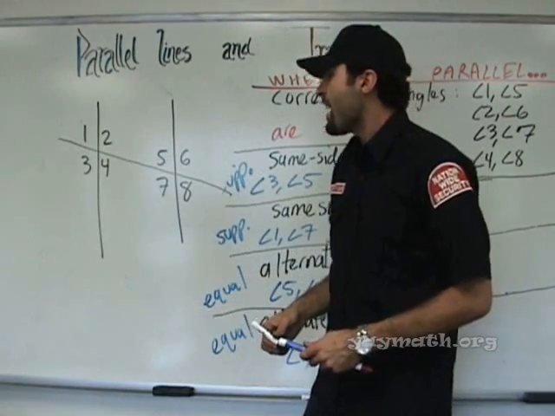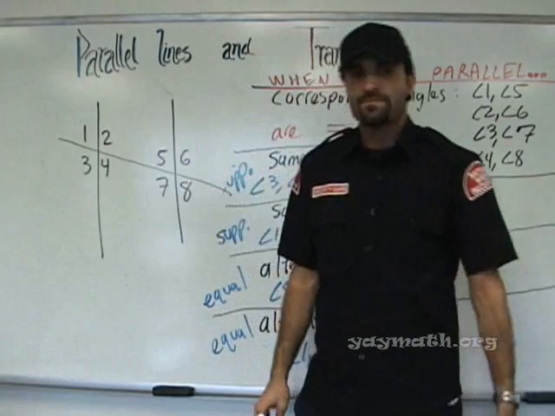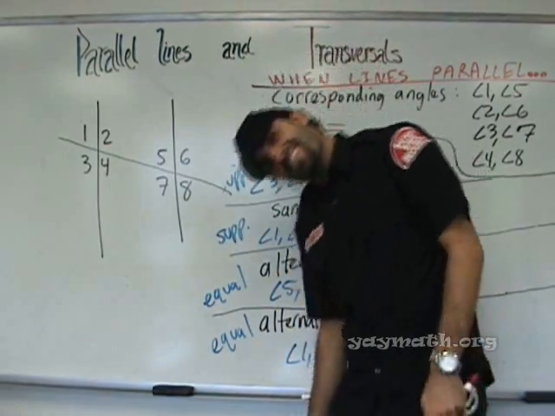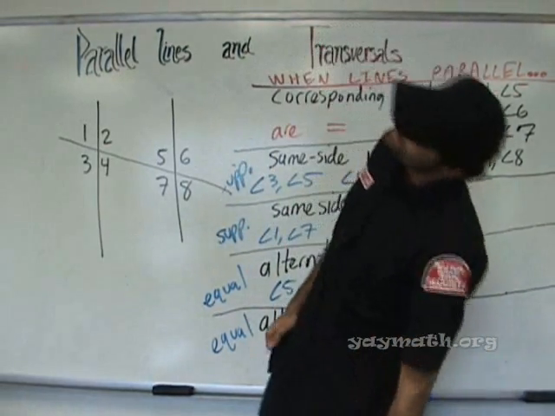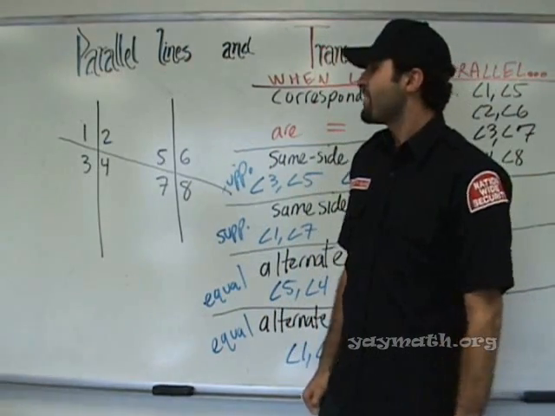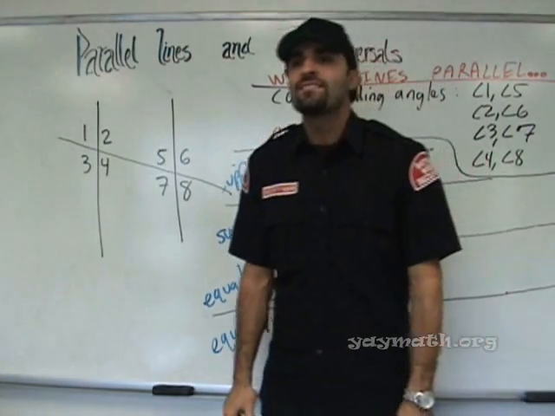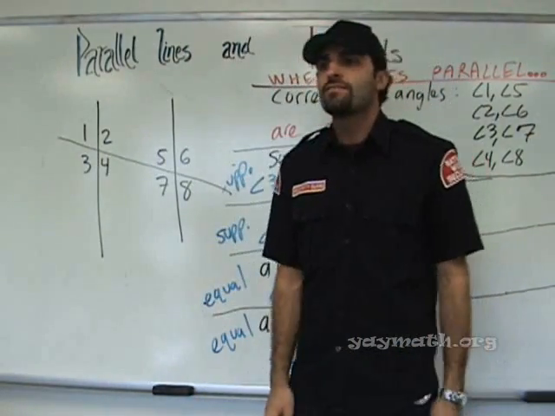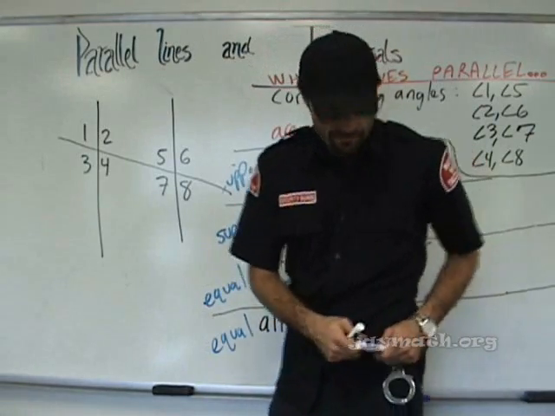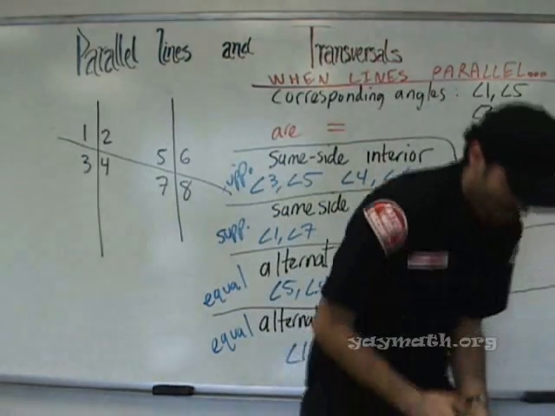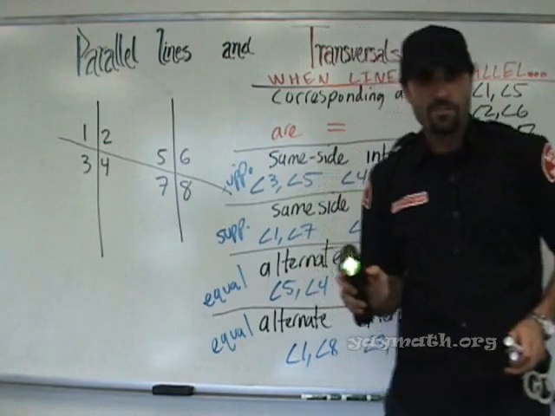Angle 3 and 7. What are they? Same side. 3 and 7 are not same side. What? Well, they are, but what are they called? Never mind. Corresponding angles. I knew that.